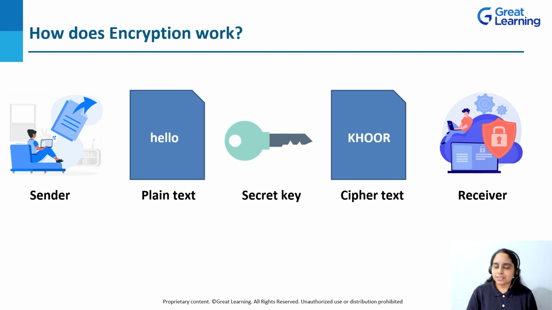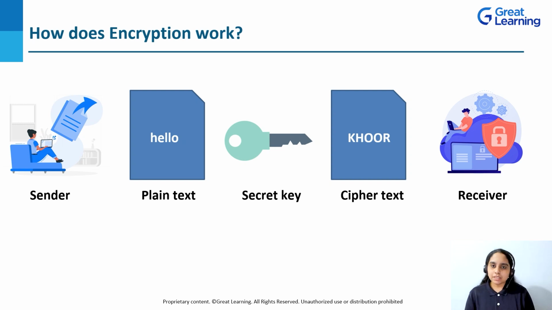Three more parameters are mentioned in this diagram, that is plain text, ciphertext, and secret key. Plain text is nothing but the unencrypted data. Ciphertext is encrypted data. Secret key is nothing but a string of characters that is used in the encryption algorithm. Plain text is usually represented in lowercase and ciphertext is represented in uppercase. The message hello that is sent by Alice is passed through an encryption algorithm. Once the algorithm is applied, it is converted to a ciphertext.